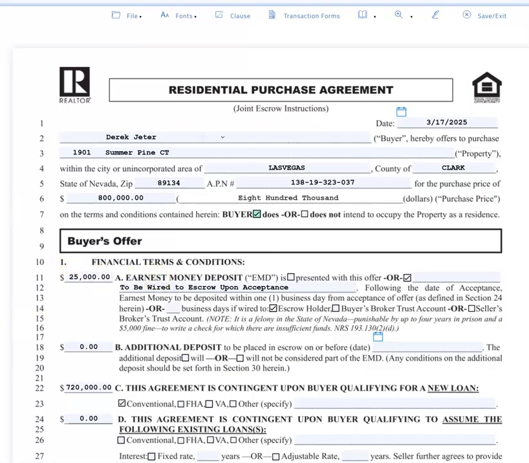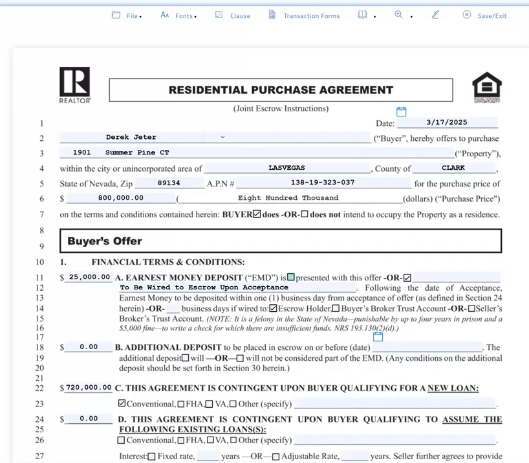Paragraph 1, financial terms and conditions. Earnest money deposit, EMD, is blank or some other version is presented with this offer. You always put "or," and you're going to check off and put "to be wired to escrow upon acceptance." Now, you might be wondering where I got this $25,000 from. I didn't just think of that off the top of my head. That number was in the MLS as the amount of money that the seller wants any buyer making an offer to put down as the earnest money deposit.